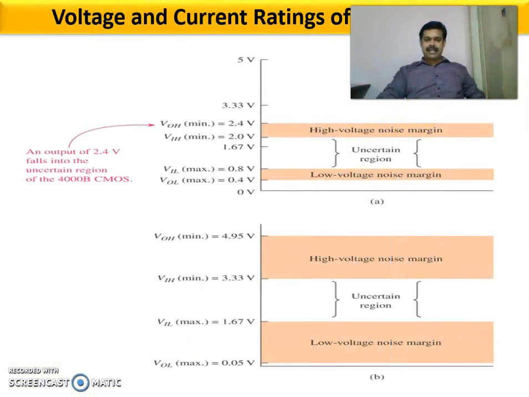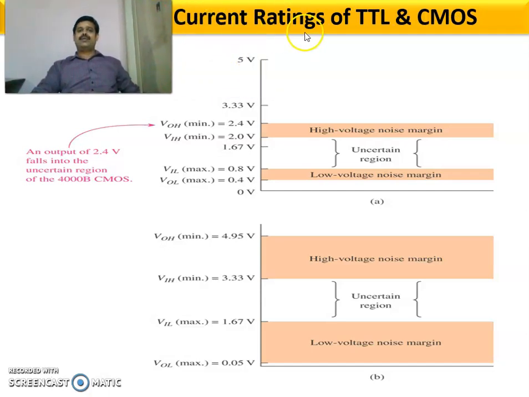Now this is the current and voltage rating of TTL and CMOS. First one is for TTL and second one is for CMOS. So for TTL, VOH minimum is 2.4 volt. VIH minimum is 2 volt. Similarly, VIL maximum is 0.8 volt. VOL maximum is 0.4 volt.